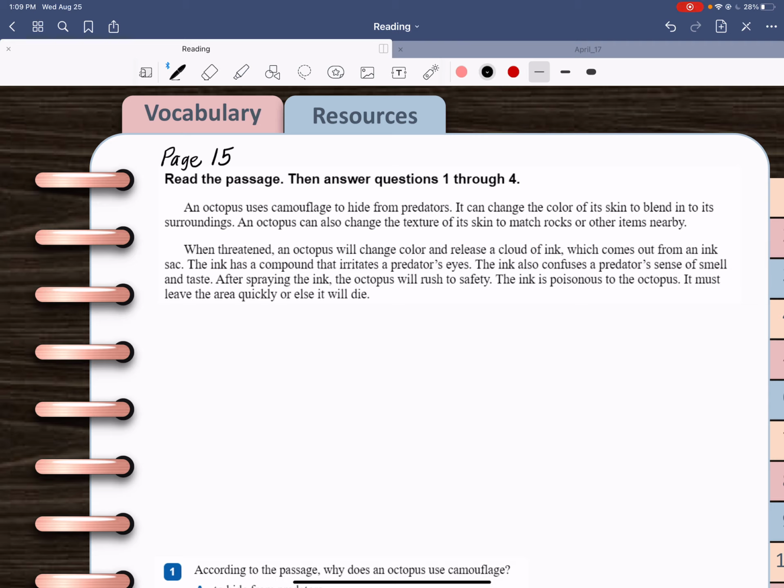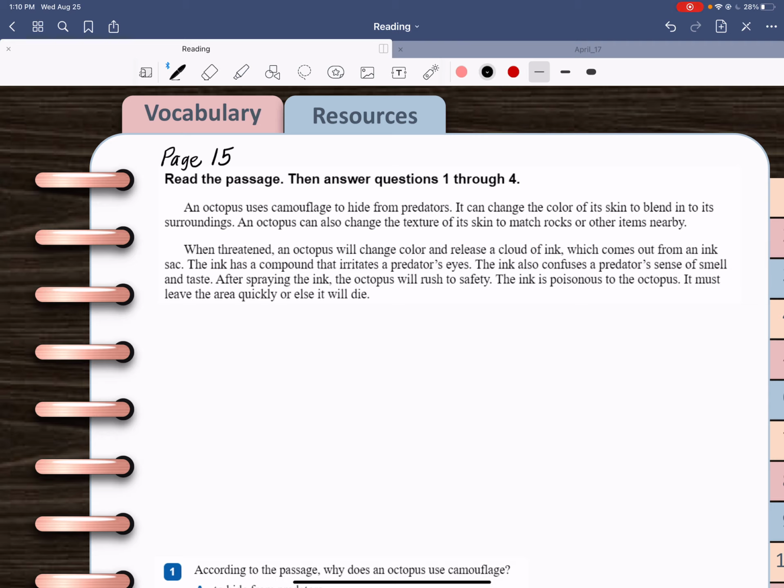When threatened, an octopus will change color and release a cloud of ink, which comes out from an ink sac. The ink has a compound that irritates a predator's eyes. The ink also confuses a predator's sense of smell and taste. After spraying the ink, the octopus will rush to safety. The ink is poisonous to the octopus. It must leave the area quickly or else it will die.